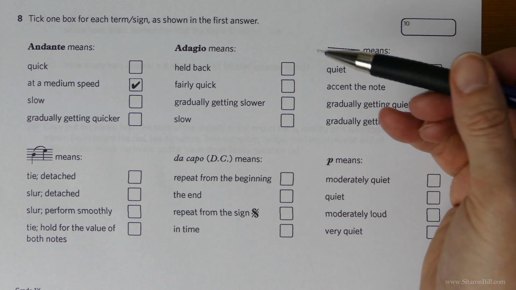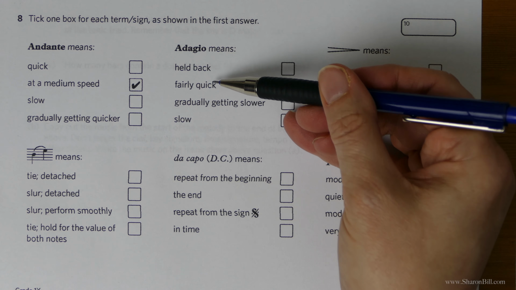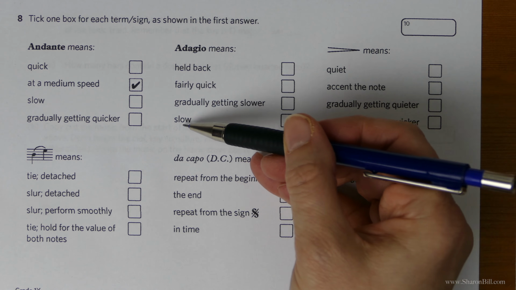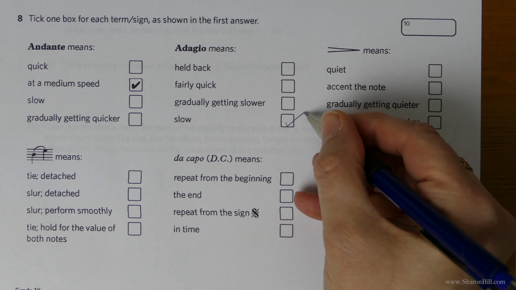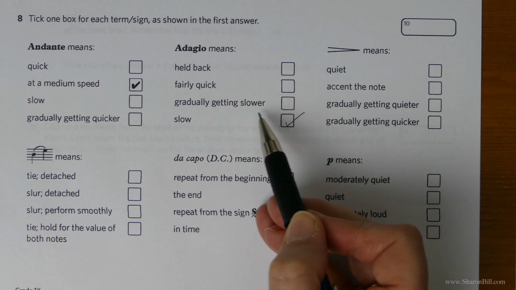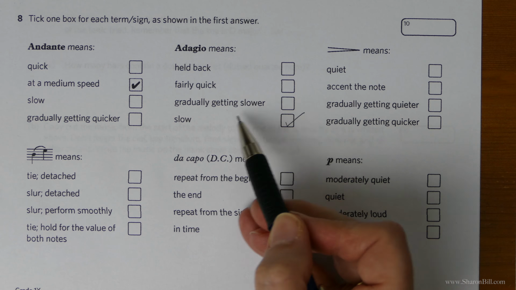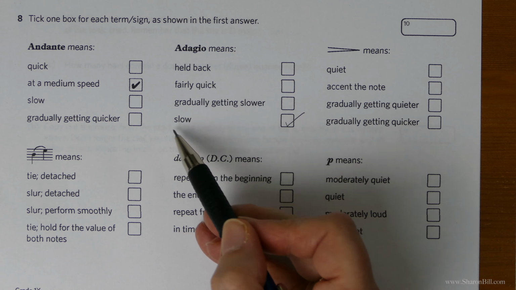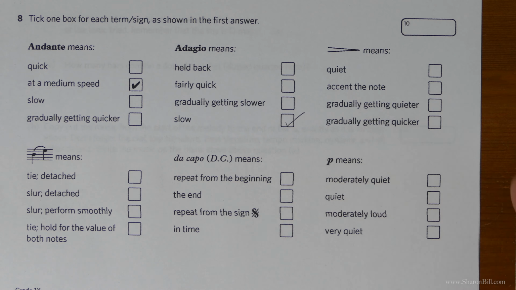Adagio, if we just glance down, actually means slow. It's not gradually getting slower, that would be rallentando or ritardando. It has to be just slow, so don't get confused there.